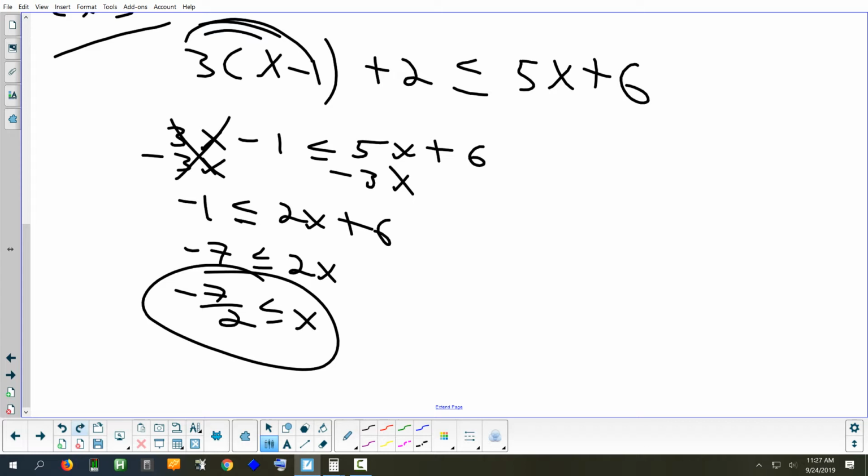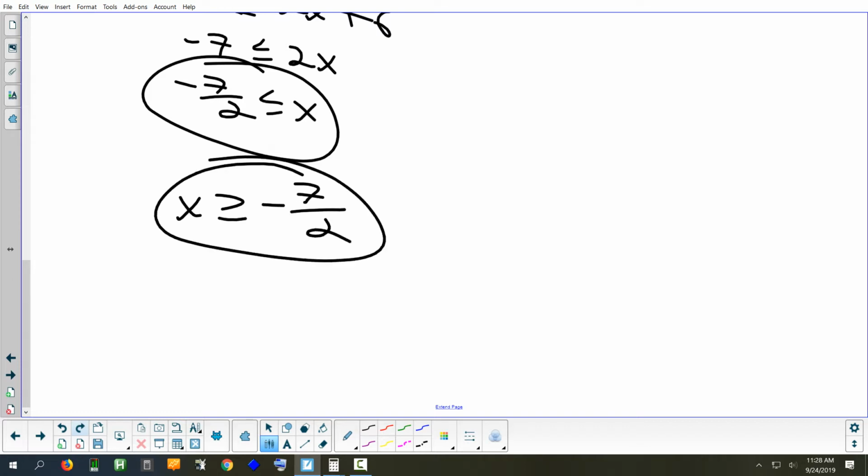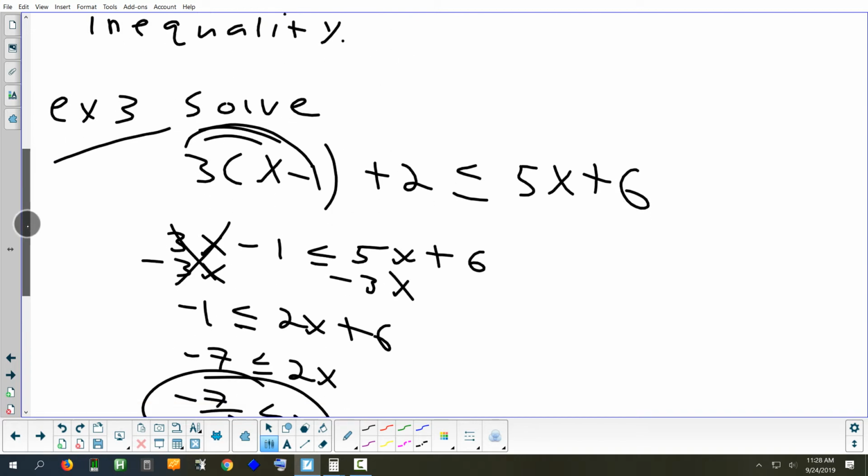Is it okay if you just put the x on the other side? Yeah, I like it better that way, because now if I'm going to graph it, it tells me to shade to the right. This is kind of weird to write, but it wouldn't be wrong. Okay. Any questions on that one?